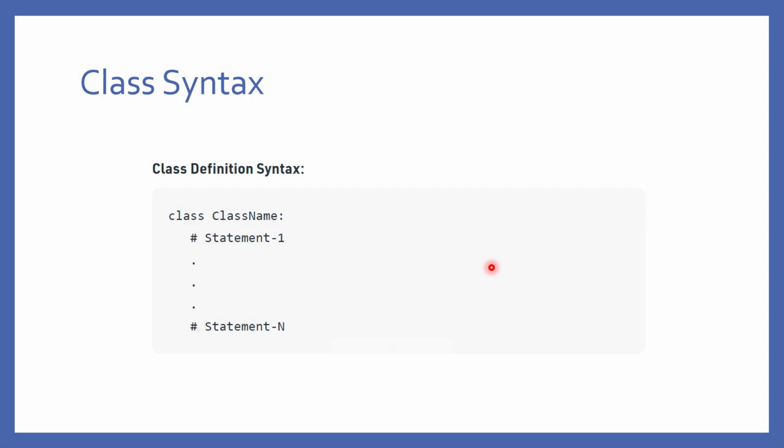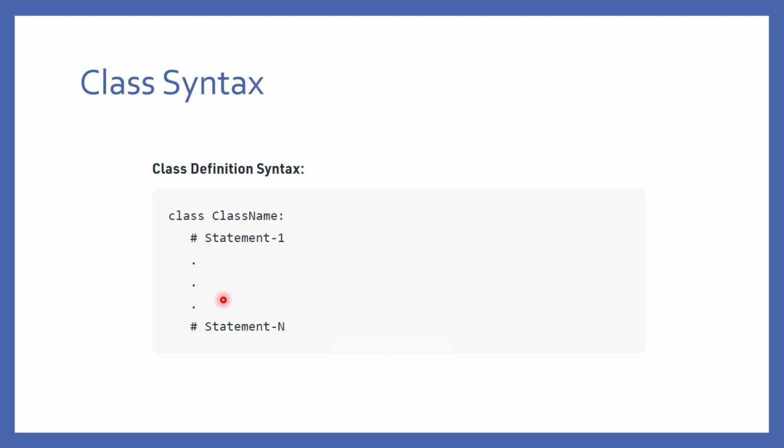Welcome to this session, and in this session we are going to discuss the syntax of creating classes and objects in Python. This is the basic syntax of a class, which is very simple. It starts with the keyword class, then we give the class name followed by a colon, and all the statements are indented within the definition of the class. So this is the basic class definition.